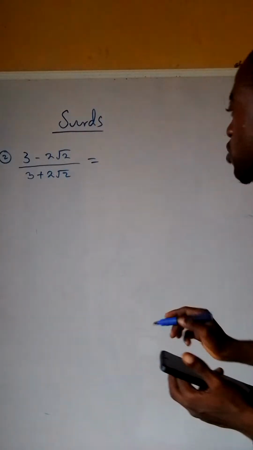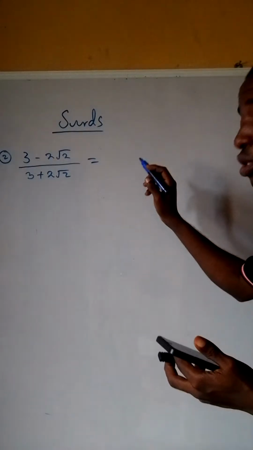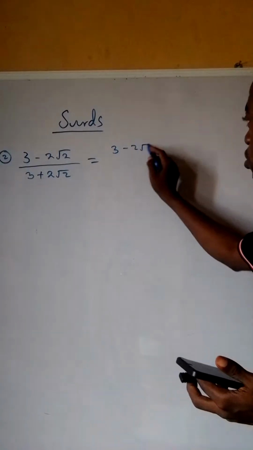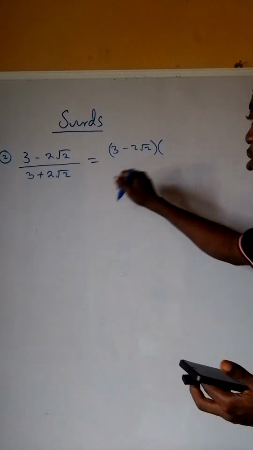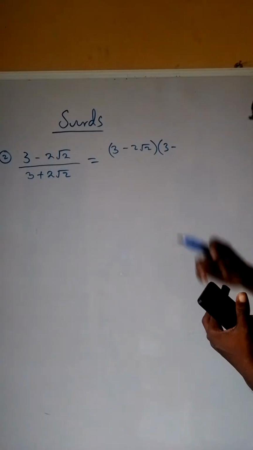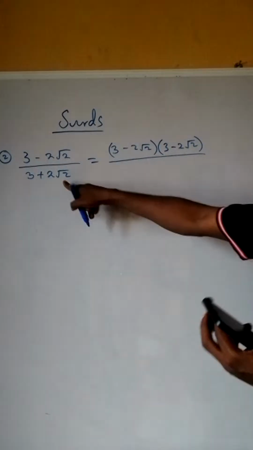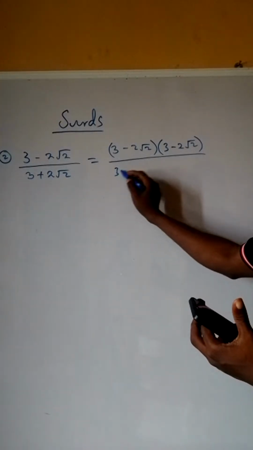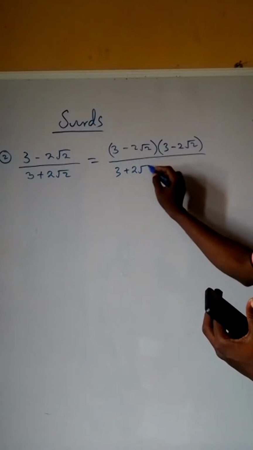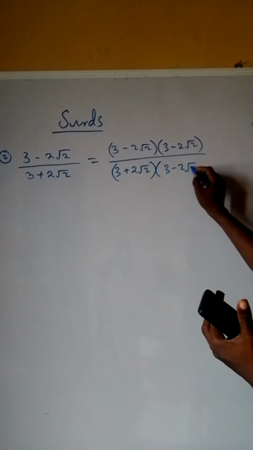Now, when we solve this as well, we rationalize this given problem and we multiply and divide by the conjugate of the denominator. And what we have becomes 3 minus 2 root 2 multiplied by the conjugate surd of the denominator here, also 3 minus 2 root 2. Then divide by, also multiply this by the conjugate surd. That is, we have 3 plus 2 root 2, also multiply by the conjugate, which is 3 minus 2 root 2.